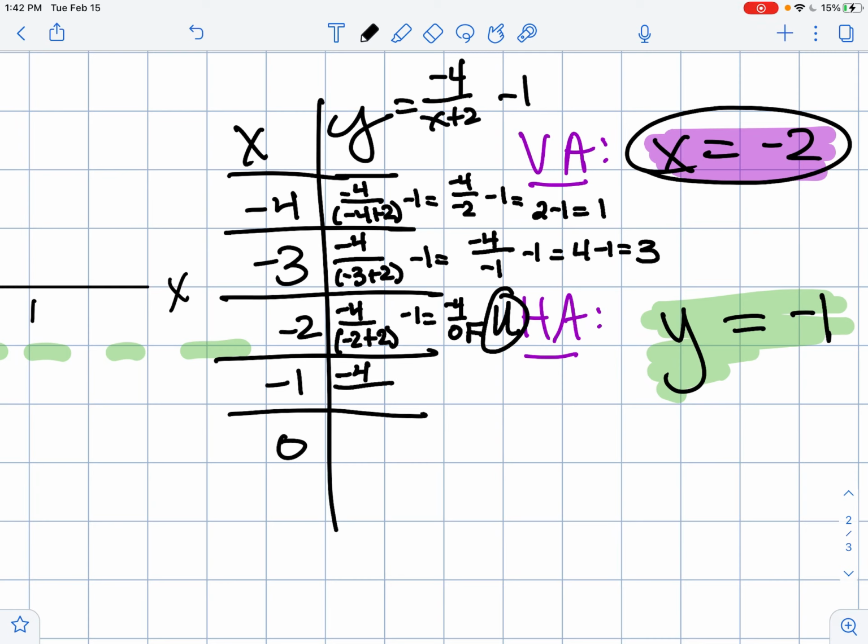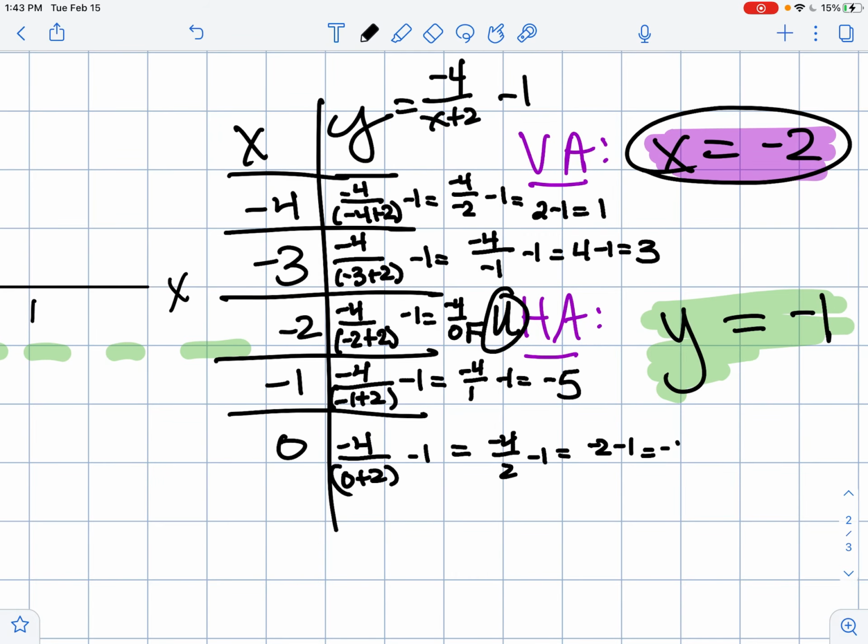And then negative 4 all over negative 1 plus 2 minus 1. We get negative 4 over 1, which is negative 4 minus 1 is negative 5. And we get negative 4 over 0 plus 2 minus 1. We get negative 4 over 2, which is just negative 2. Minus 1 is negative 3.